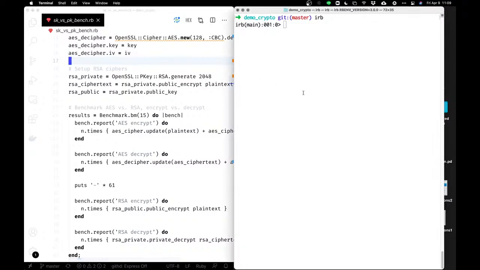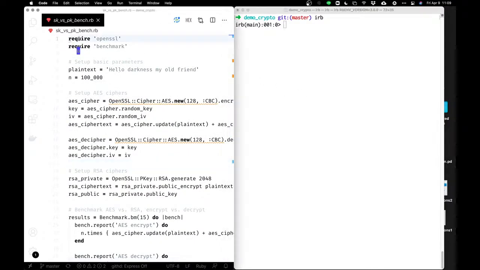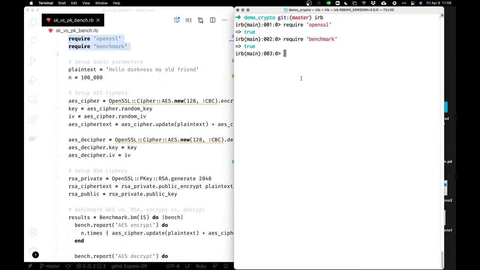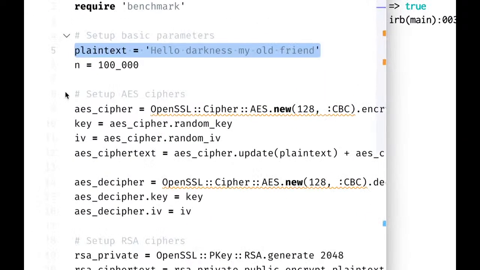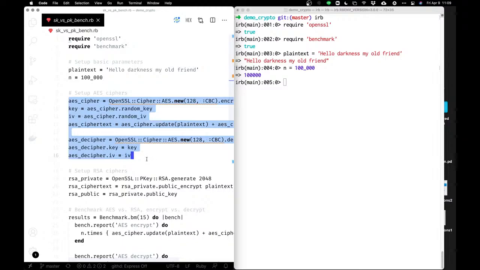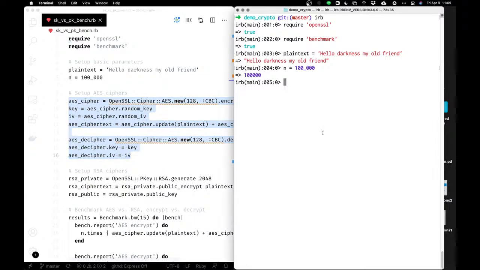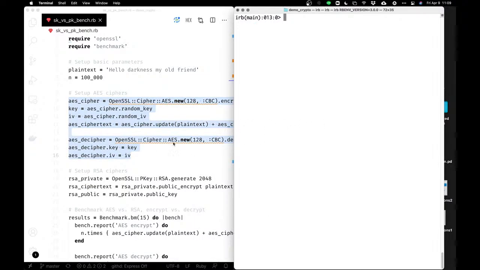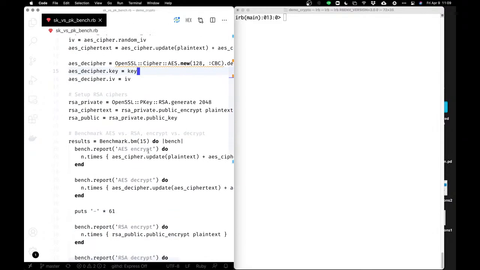Unix computers come with OpenSSL, which contains some ciphers already. It's a Unix library, and I'm going to take this plain text and encrypt and decrypt it 100,000 times. For symmetric key, I will use AES. I won't go into the code for it because it's a freaking nightmare. And for public key crypto, I will use RSA.